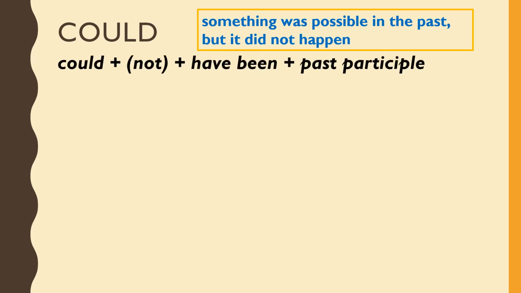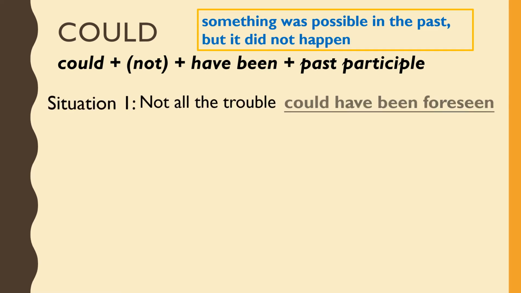Could have means that something was possible in the past, but it did not happen. For situation 1, not all the trouble could have been foreseen before it happened. We could not foresee the trouble. If we could, the trouble would possibly not have happened.